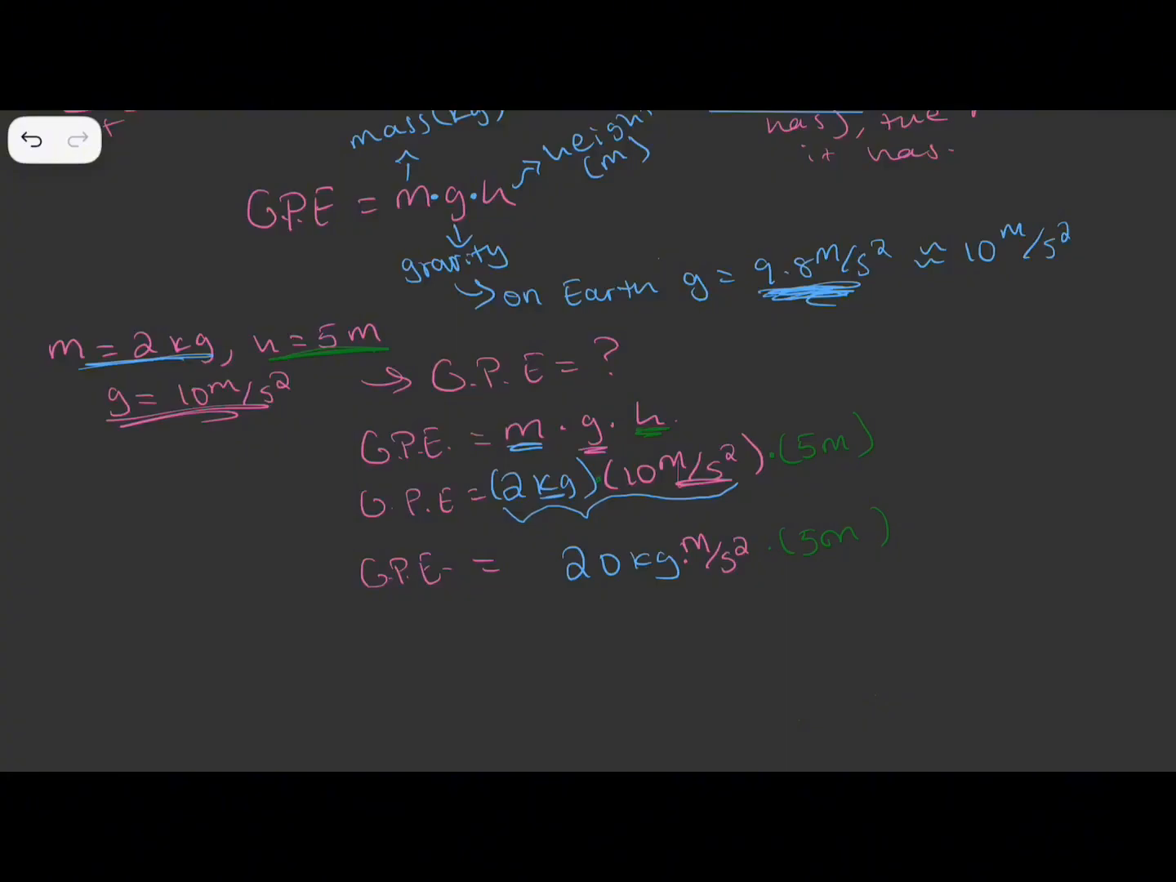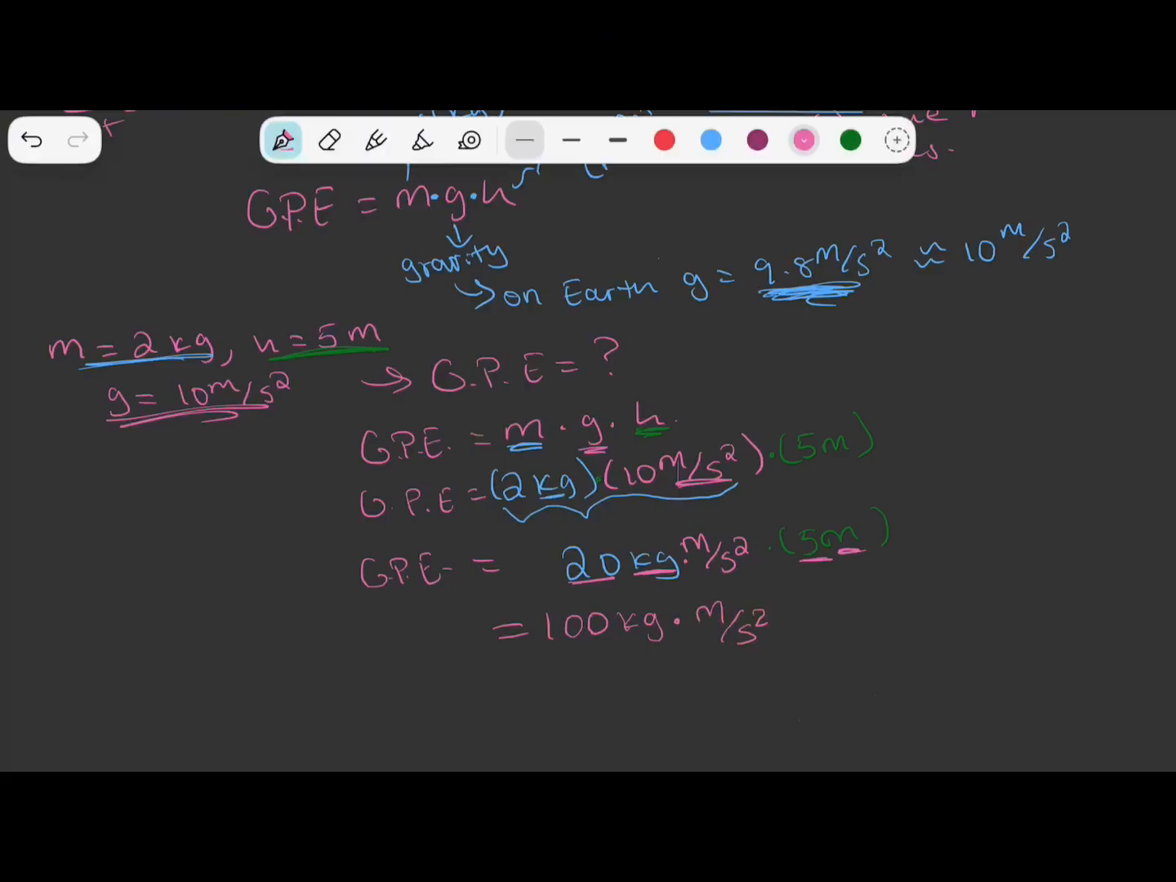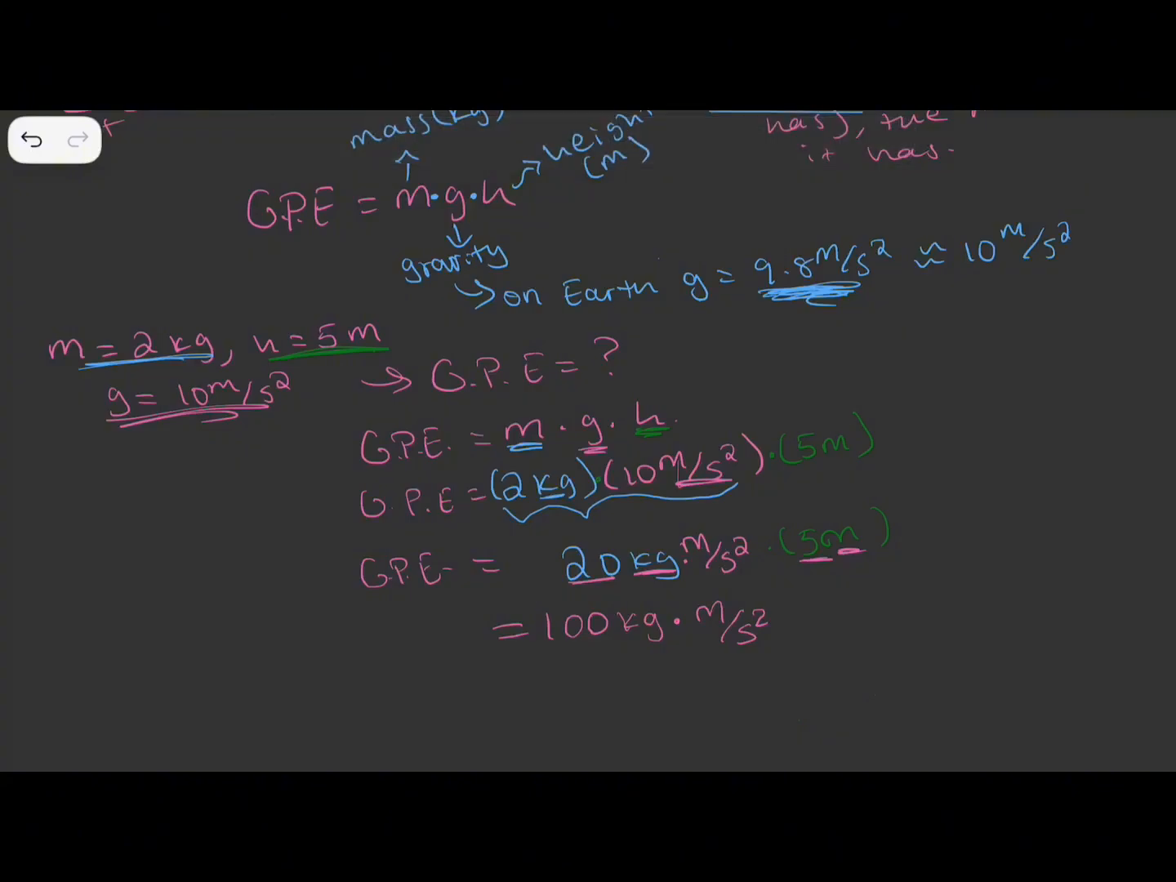Let's bring this down. What is 20 times 5? That is 100. Then we bring down our kgs, we have our meters per second squared, and we also have another meters from the height. Of course, we have two m's here, and we can make those m squared, but for our intents and purposes, I'm going to keep it as it is.